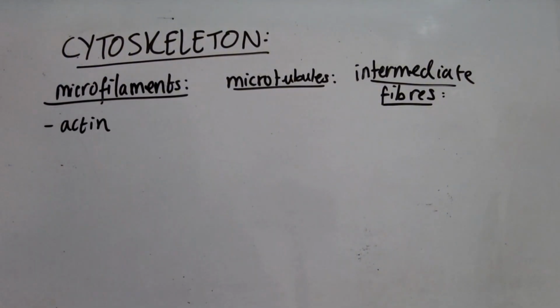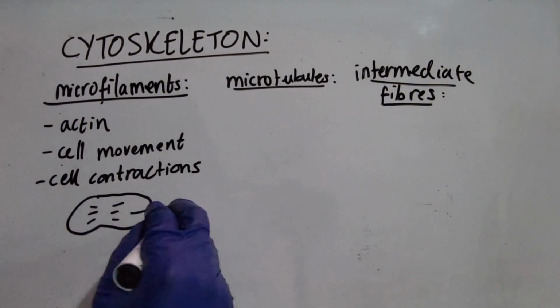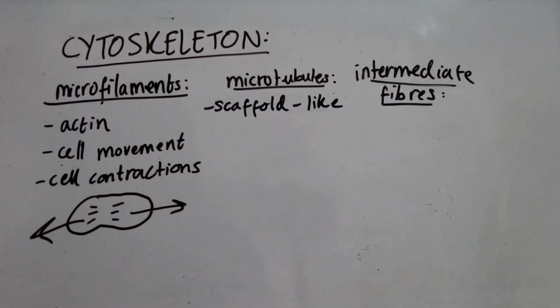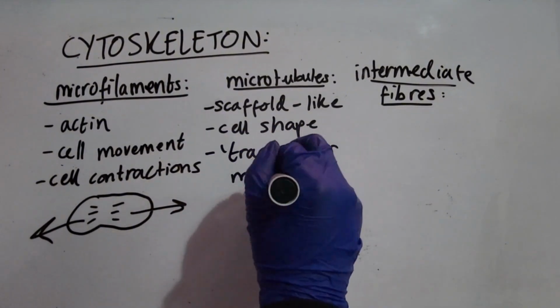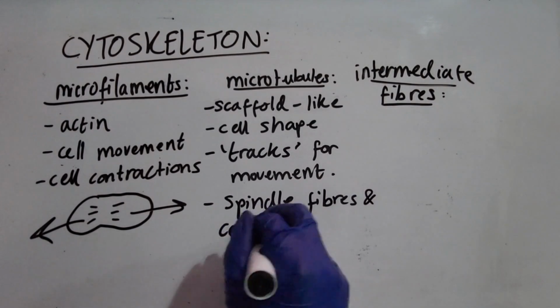Microfilaments are made from actin and are responsible for cell movement and cell contractions in cytokinesis when the cytoplasm divides. Microtubules are scaffold-like structures. They determine the cell shape and act as tracks for movement of cell organelles. They are what the spindle fibers that are present during cell division and the centrioles are made of.